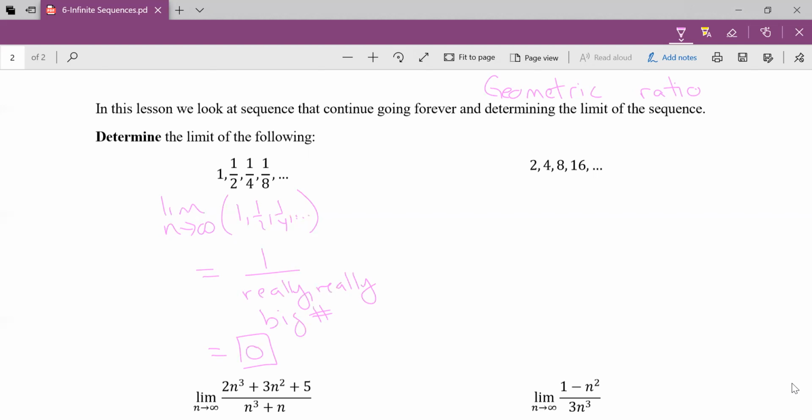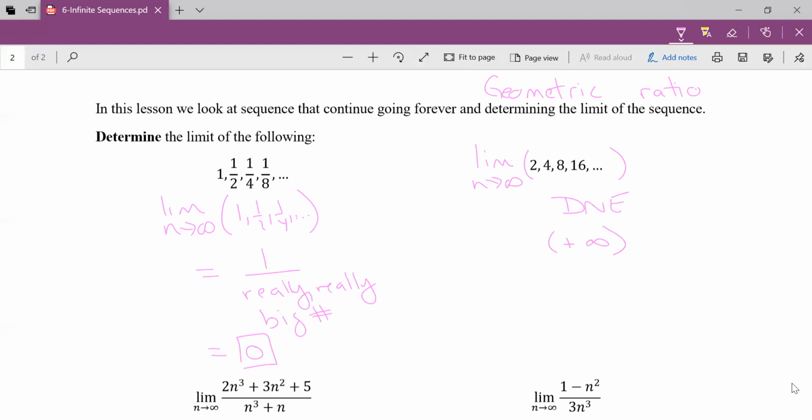Okay, look at the next one: 2, 4, 8, 16. So it's doubling every time. So what would I say? What's the limit of this thing as it goes to infinity? Well, this thing is going to grow without bound. It'll never stop getting larger. So I'll say that the limit does not exist. And again, if you wanted to write it, it's going to plus infinity for a sense of direction.